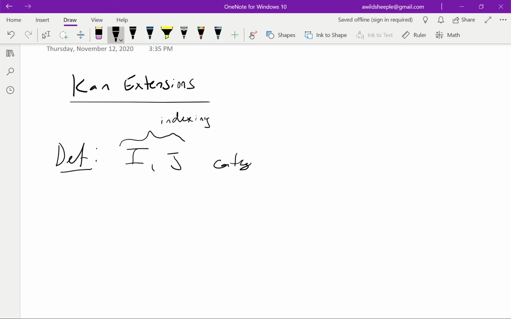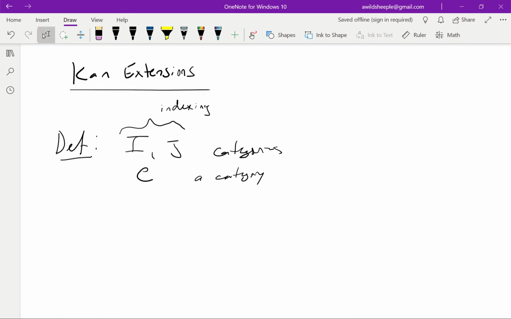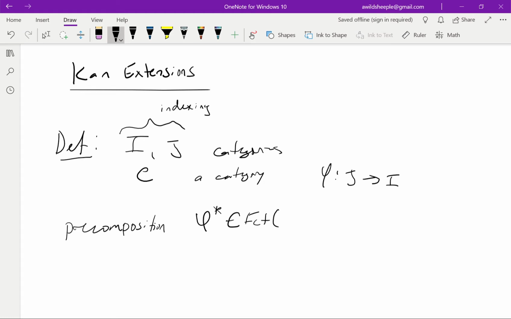And we have another category, which is C. And now, suppose we have some functor phi from J to I. Then what we can do is construct what you would call the precomposition or the pullback. I know that might be a bit confusing because the pullback, as the category theorists talk about it, is something different, but the rest of mathematics calls precomposition the pullback, which is denoted with an upper star. And this is a functor between two functor categories.